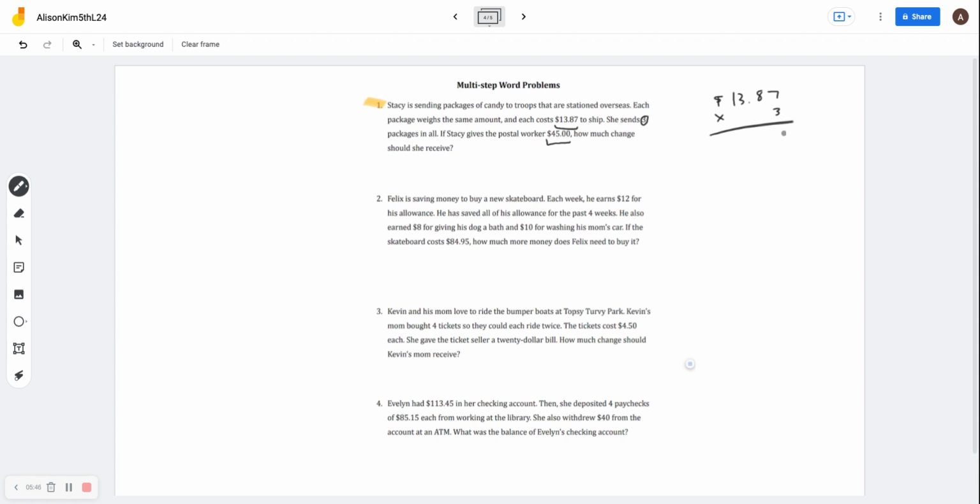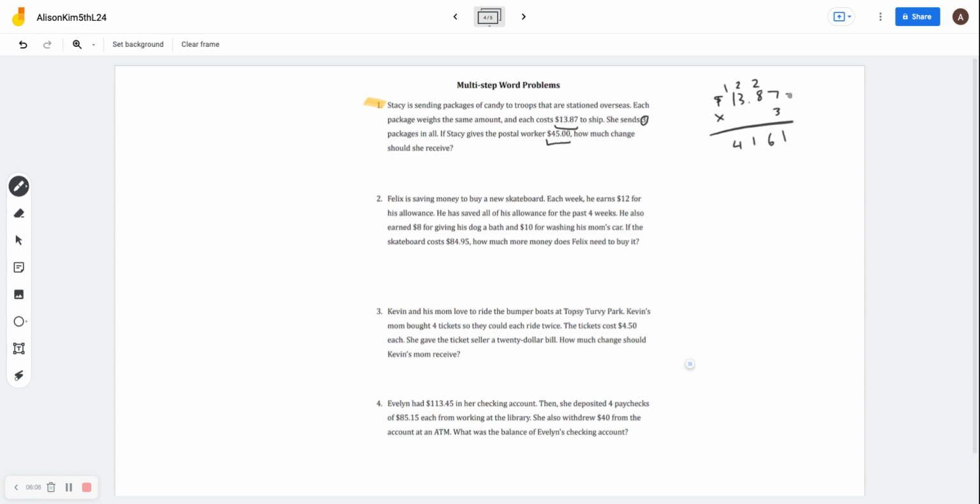7 times 3 is 21. Bring down the 1, bring up the 2. 8 times 3 is 24. 24 plus 2 is 26. Bring down the 6, bring up the 2. 3 times 3 is 9. 9 plus 2 is 11. Bring down the 1, bring up the other one. 3 times 1 is 3. 3 plus 1 is 4.